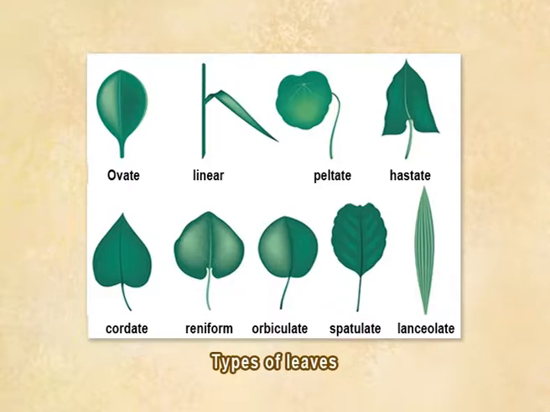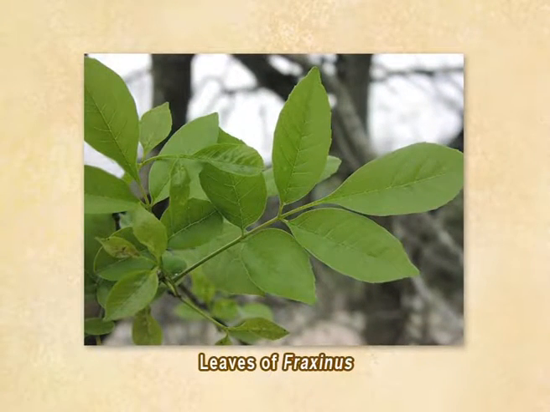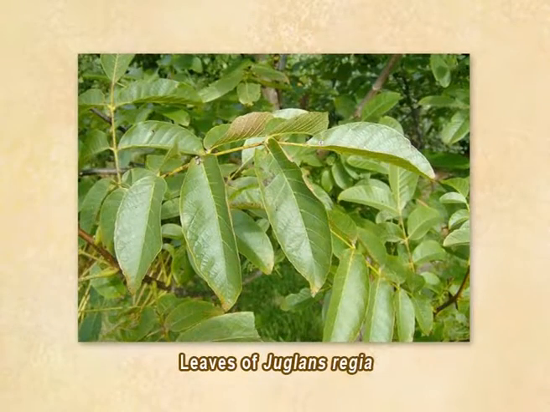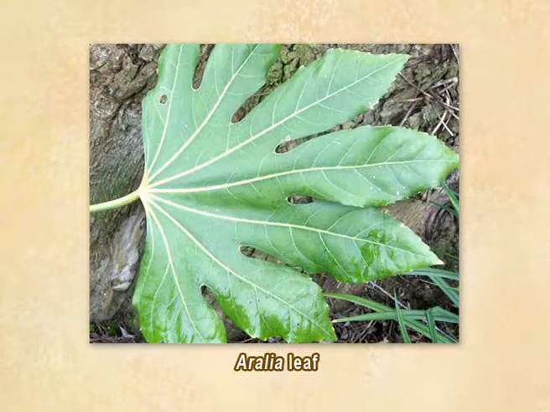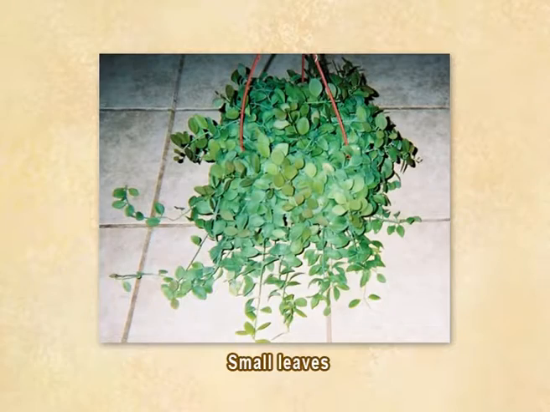The number of leaf traces is independent of the size, type and duration of the leaf and of the nature of its attachment. Many plants with large leaves such as Fraxinus have 1 trace. Others such as Juglans have 3 traces. Still others such as Aralia have many traces. Likewise, plants with small leaves have only 1, few or many traces.